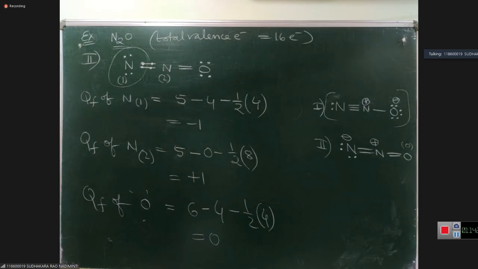So next, what do we need to consider? Respond. What is the point I have given? Raghavan. Negative charge on a more electronegative atom gives more stability. Correct? Sir, tell me.